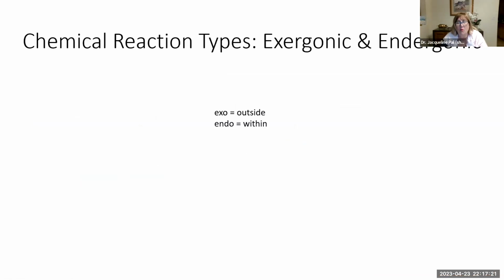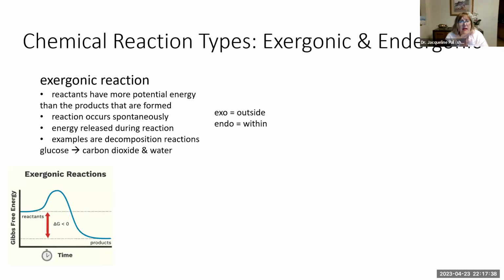Another way of looking at chemical reactions is to call them exergonic versus endergonic. And remember our prefix is exo, meaning outside, as in an exit sign, and endo, meaning inside or within something. In an exergonic reaction, when we compare the energy of the reactants to the energy of the products, we notice that the reactants have a higher energy level than the product does.